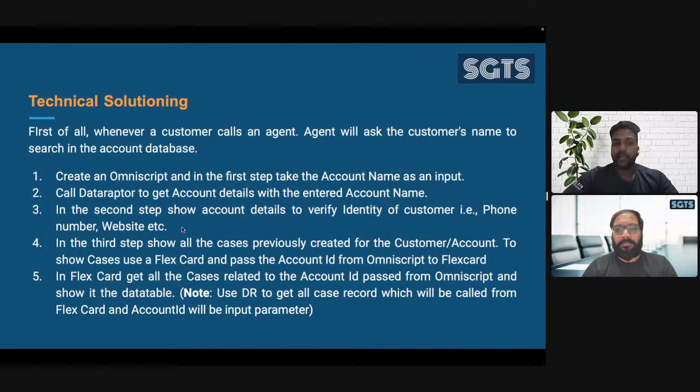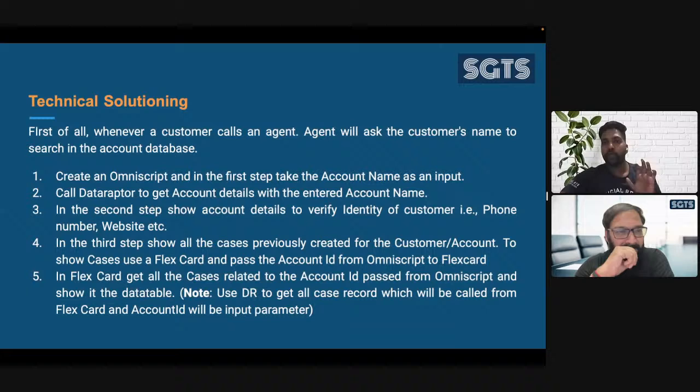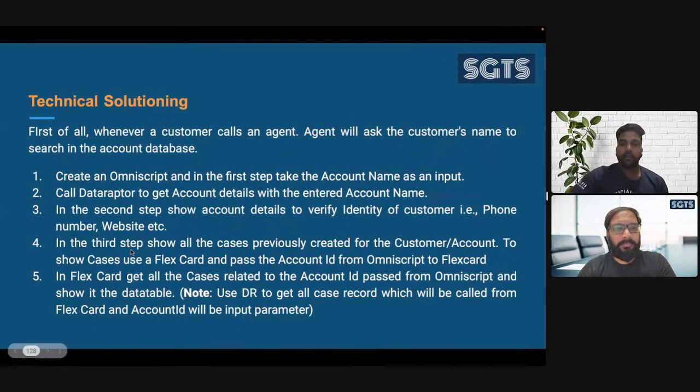For that, we're going to call the Data Raptor with the help of the entered account name. In the second step, we're going to show the account details, like phone number, website, etc., to verify the identity of the customer. So in the first step, we'll take the account name. In the second step, we call the Data Raptor to fetch the account details. And in the third one, which is the second screen of the OmniScript, we will show the information of the fetched account to the call center agent. Then the call center agent will ask the customer, what is your phone number, so that they can verify the identity of that customer.